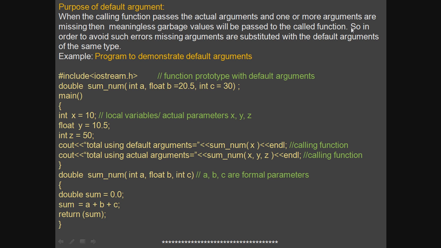Alright, so a random value based on the data type will be passed to the call function. So in order to avoid such errors, missing arguments are substituted with the default arguments of the same type. So here is a program to demonstrate the default argument. From here you can understand much better. Okay, so this is the function prototype with the default arguments.